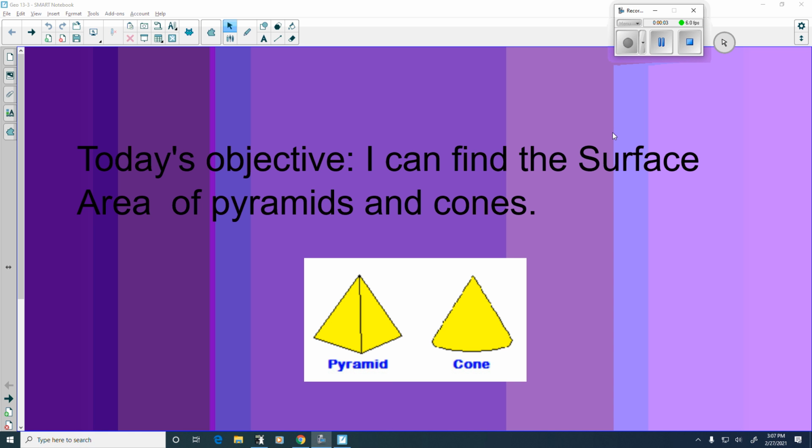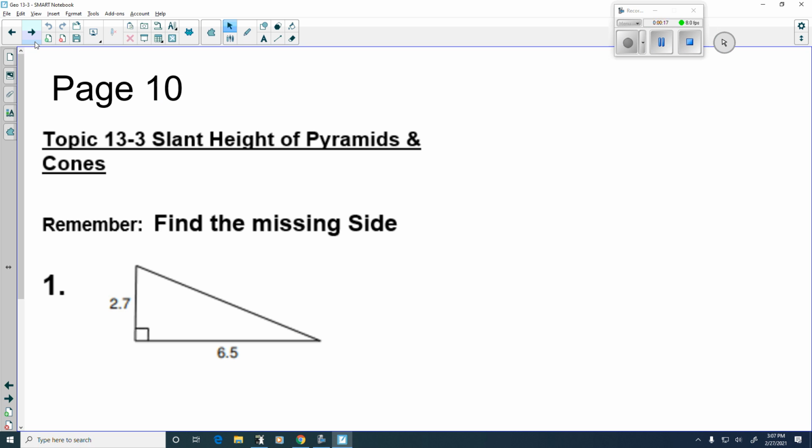Howdy, today I'd like to look at the third part of Unit 13. Unit 13 is all about pyramids, cones, and spheres, and we are heading towards finding the surface area of pyramids and cones, but today we're focusing on the slant height of those objects. So if you'll look at page 10, we'll get started on topic 3.